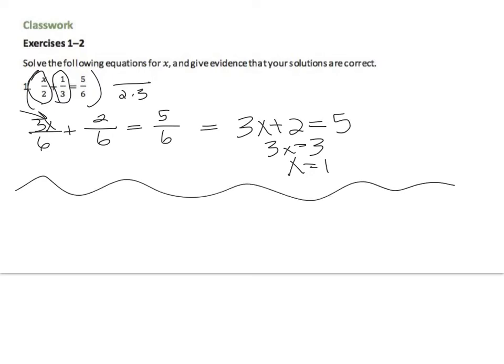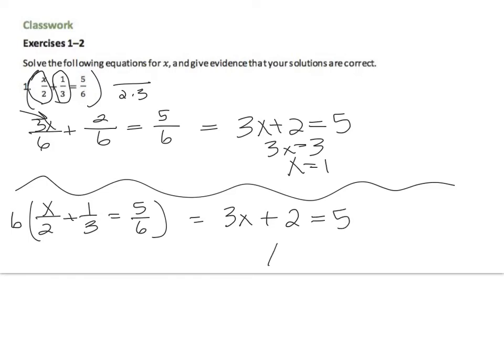Okay, let's try one more way. If I take this whole expression and I just multiply it by plain old 6, I'm multiplying everything by 6, that would give me 6x over 2, which is 3x, 6 over 3, which is 2, and 5. And then I can solve it the same way.